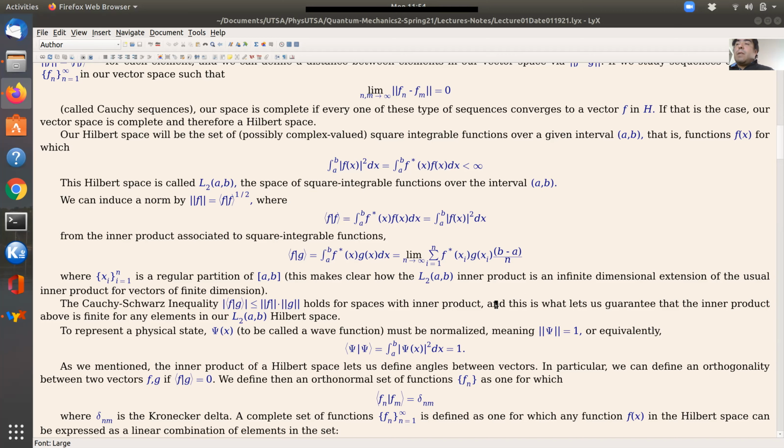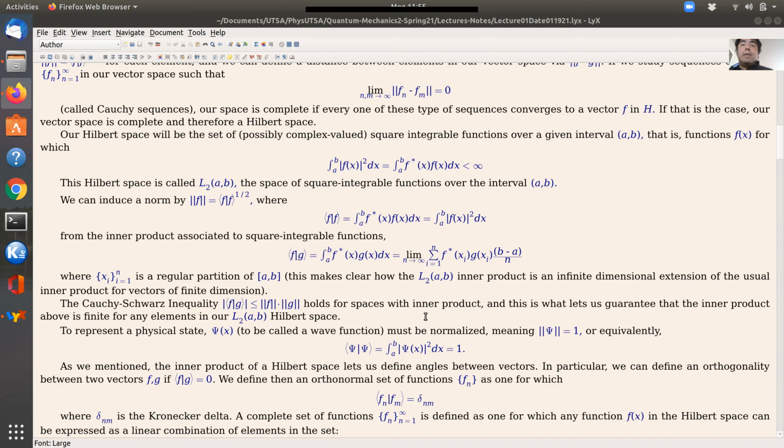And this is what guarantees that the inner product that we have above is finite for any elements in our L2 Hilbert space. Why? Because we know that since these are elements of the L2 Hilbert space, the norm of f and the norm of g are both finite, so the product is finite. And because the inner product is bounded by something that is finite, it is finite, at least in terms of its magnitude. So that's why this comes in handy in order to have a well-defined inner product.